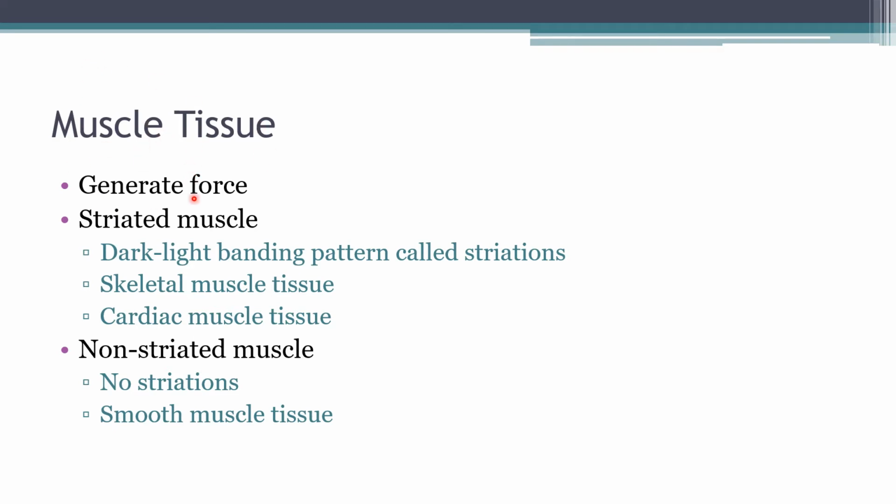There are three types of muscle tissue, and all three types specialize in contracting to generate force. You can lump the three types into two types, what's called striated muscle and non-striated muscle. Striated muscle is muscle tissue that has a dark band, light band pattern. These dark and light bands are called striations. The two types of muscle tissue that have those striations are skeletal muscle tissue and cardiac muscle tissue. The one that doesn't is smooth muscle tissue. Smooth muscle tissue is called non-striated because it does not have those alternating dark and light bands like skeletal muscle and cardiac muscle do.